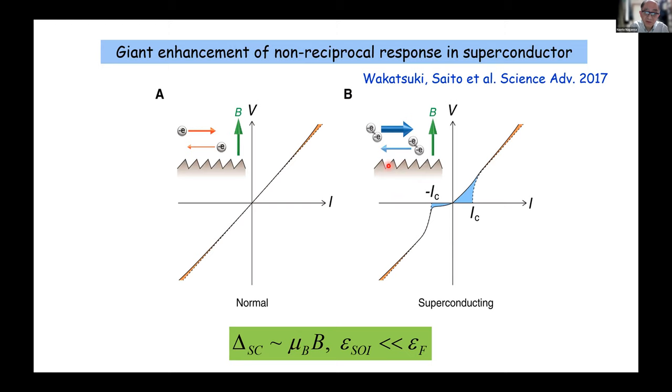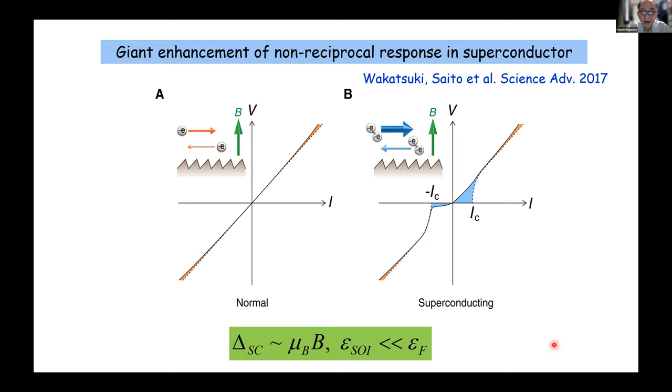Once you have a bosonic transport, the typical energy scale of this boson is a superconducting order parameter or a transition temperature, kBTc, which is much smaller than EF and which could be comparable to the magnetic energy or spin orbit energy. So the change of the energy denominator from EF to the superconducting gap gives the enhancement of the non-reciprocal transport in superconductors. So that is the basic idea.